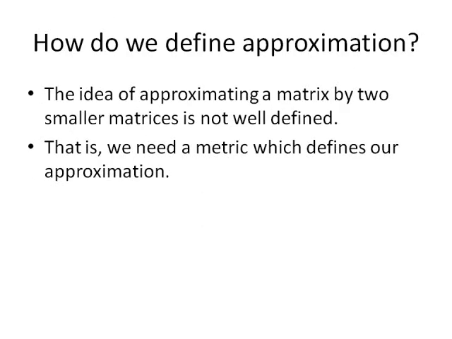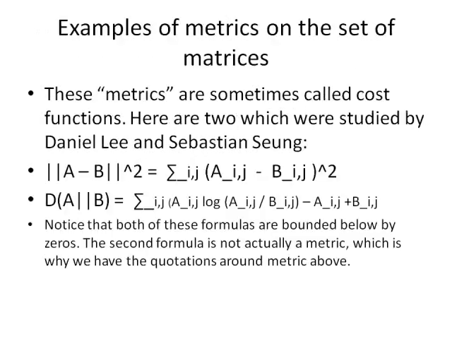So how do we define approximation? Well, we can't talk about approximation unless we have a metric which defines the distance between two matrices. So we're going to have to define a metric, actually not necessarily a metric, since a metric requires symmetry. We're going to have formulas for A and B that are not necessarily symmetric. We'll see in the next slide.